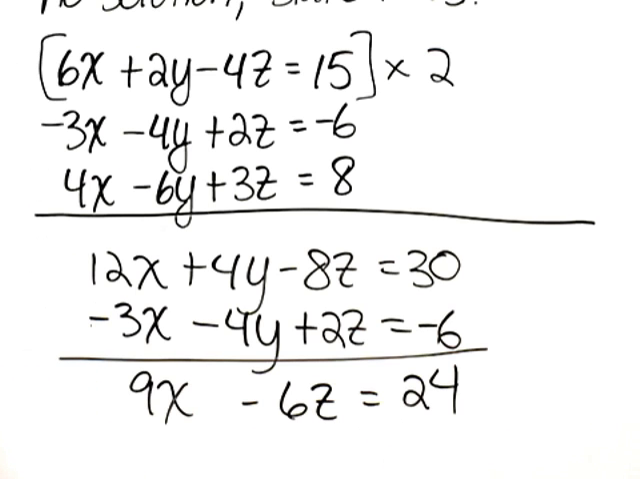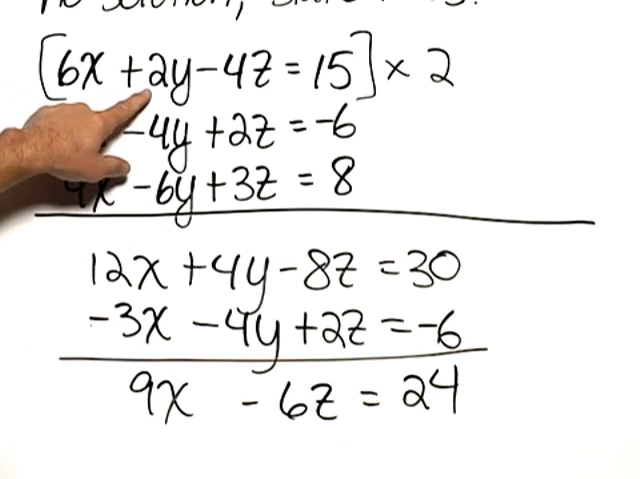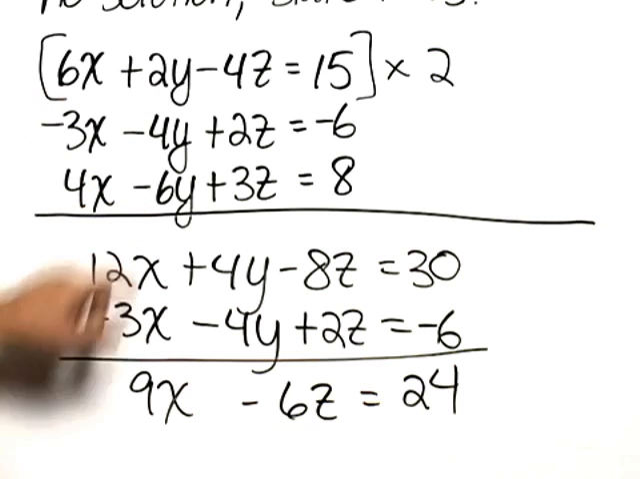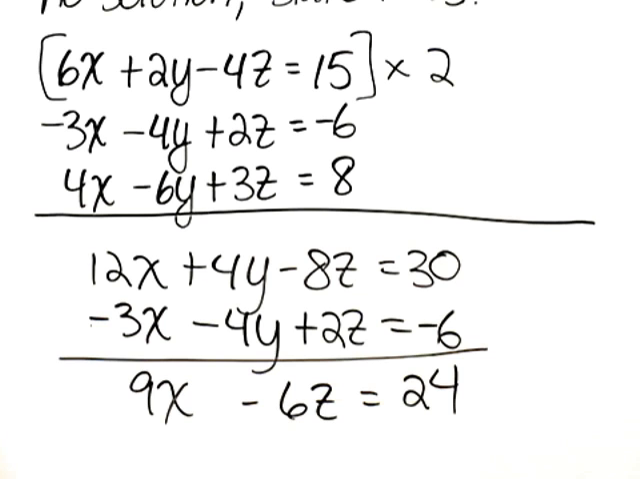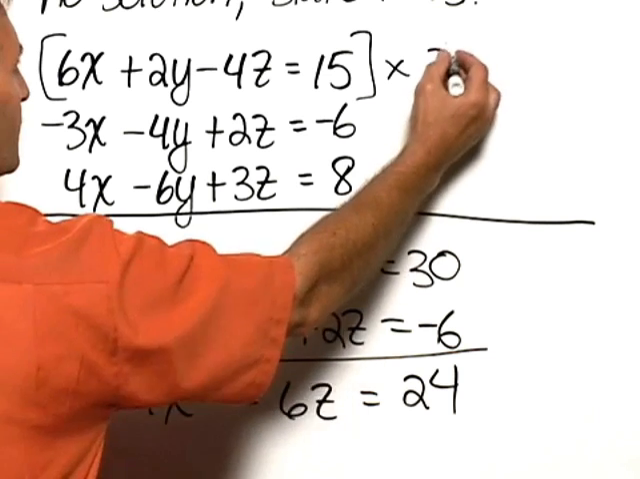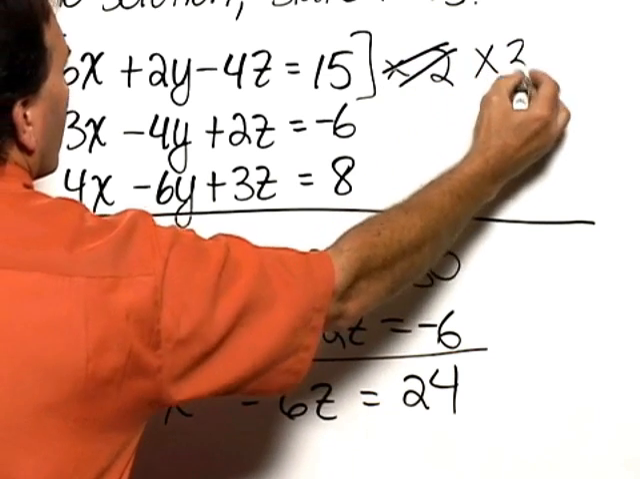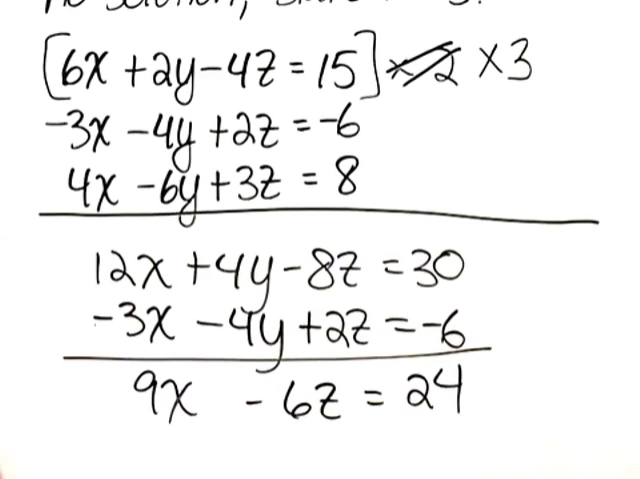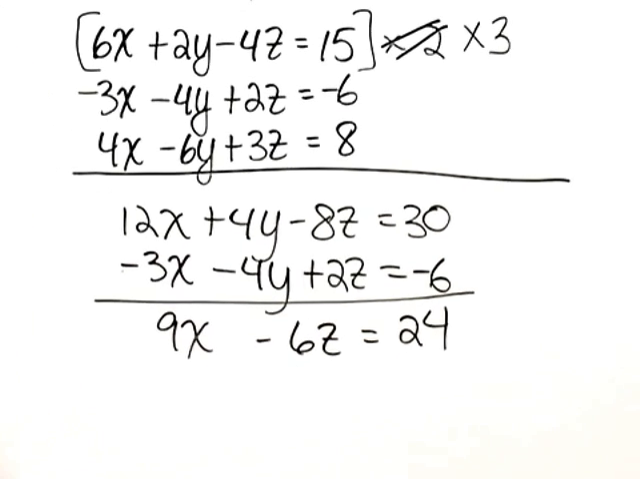All right, now let's see what we can do. We want to use this first equation, and if I multiply by 3, then I can add it to the third equation and eliminate the y value. So I'm going to multiply that first equation, instead of by 2, by 3. All right, so let me write the result of that down below here.